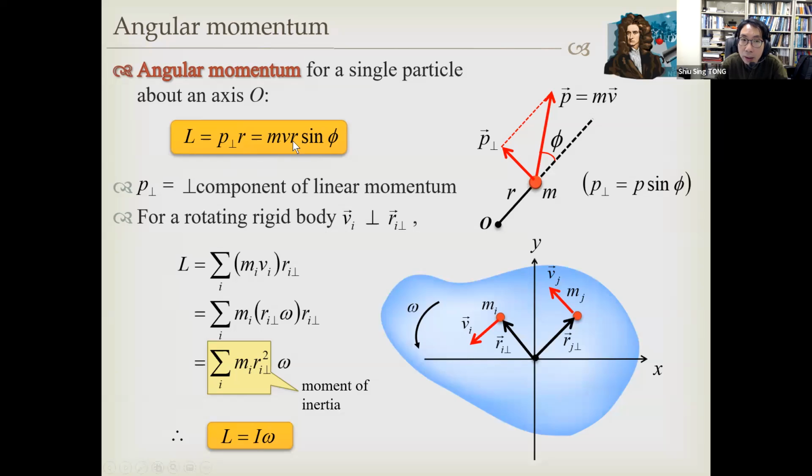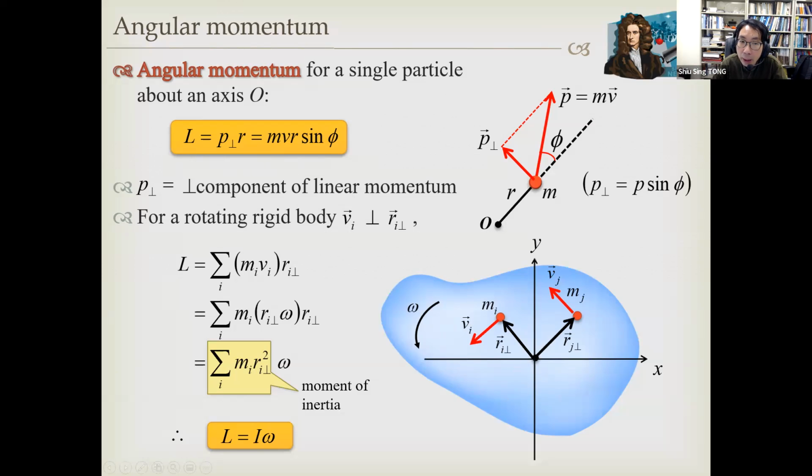Now, having defined the angular momentum for a single particle, we go forward to define it for a system of particles. We suppose a rigid body. A rigid body means the body cannot be deformed. It is rigid. And so I can consider the whole body to be rotating about a certain axis with an angular velocity omega. Every point in the body has the same angular frequency.